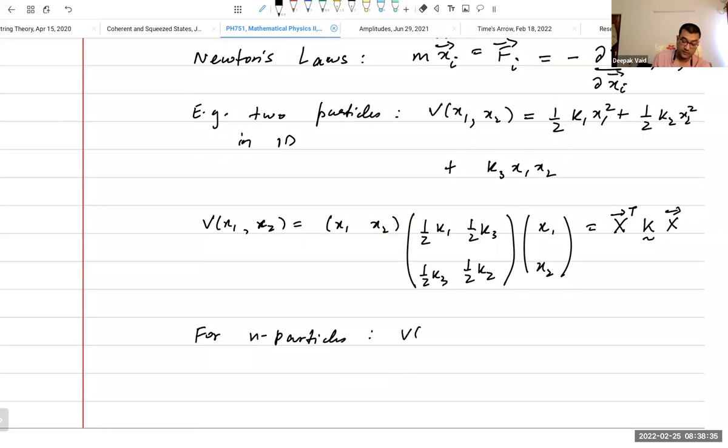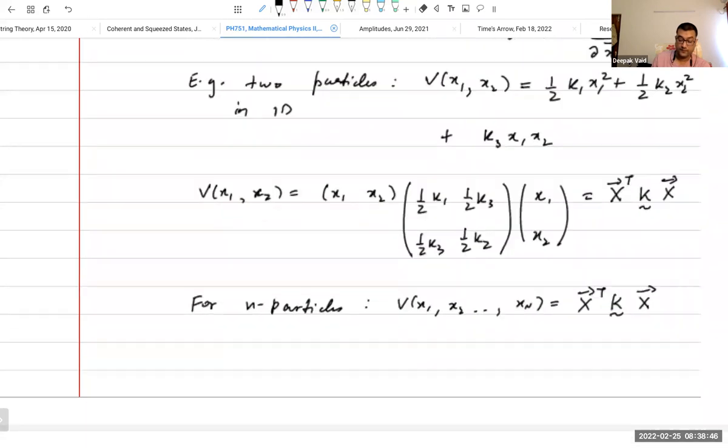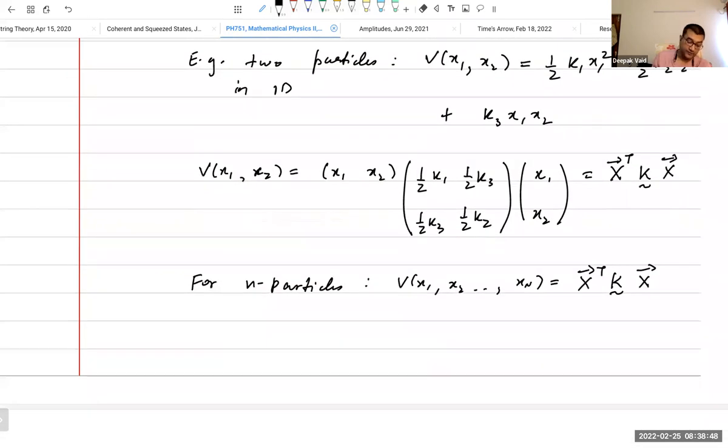For n particles in one dimension, let's say, it would be the same form. Okay. But what if I have n particles in two dimensions? How would I write that?